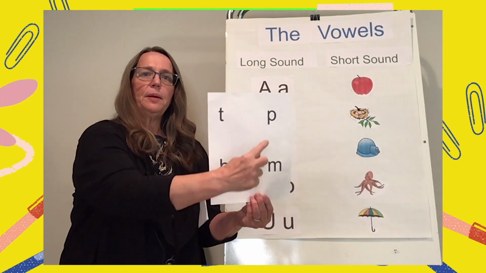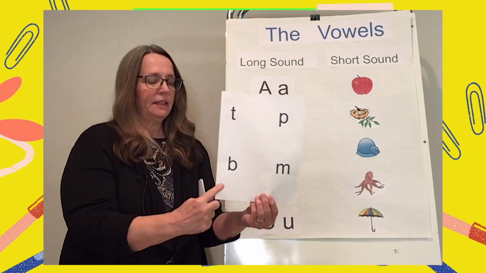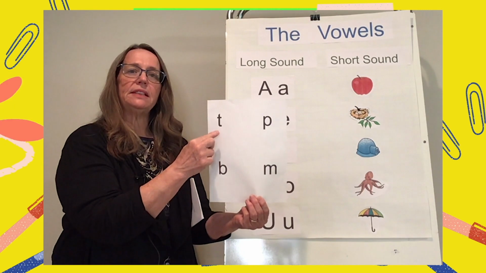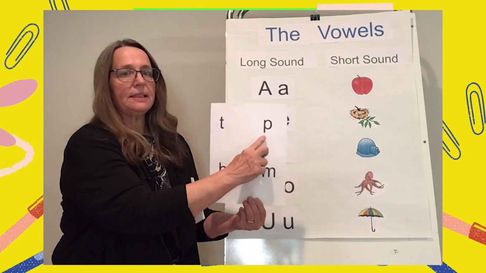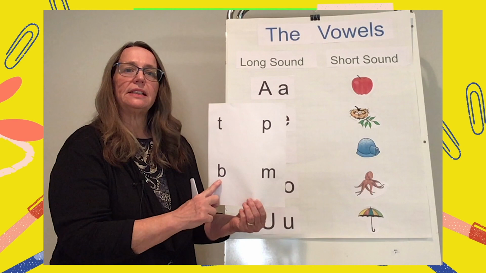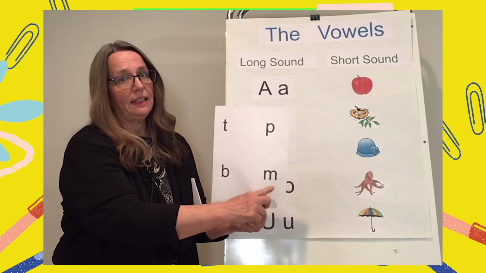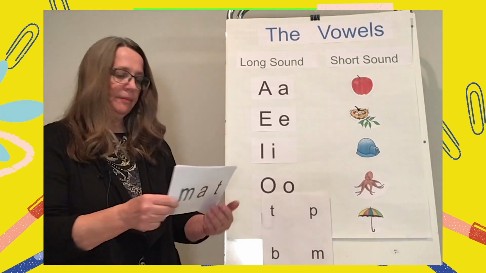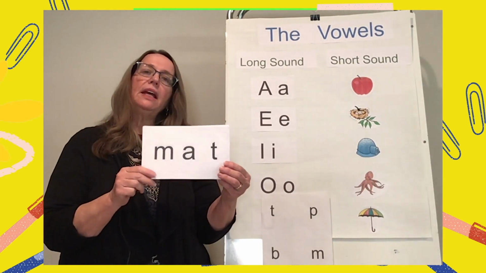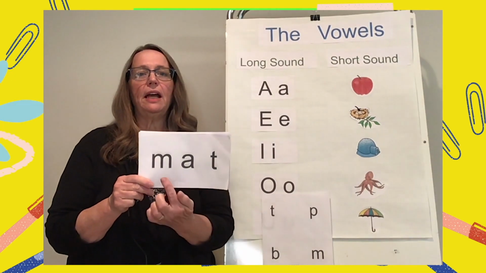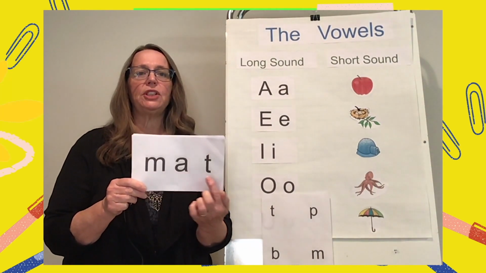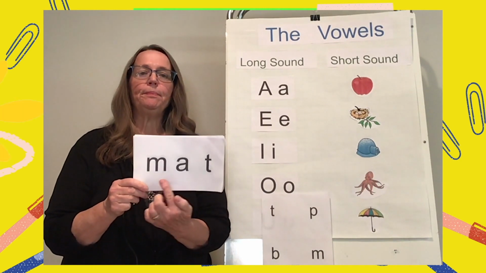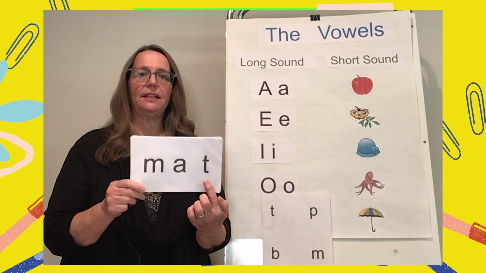T, P, B, and M. T says T, P says P, B says B, and M says M. Now those will be in these words. Now we're going to segment each sound before we blend. A, T. Your turn.